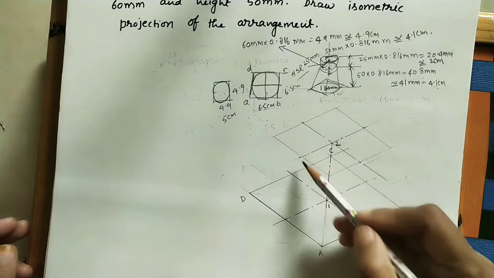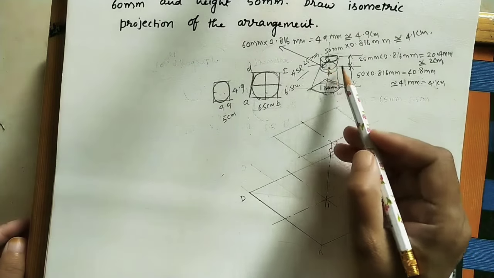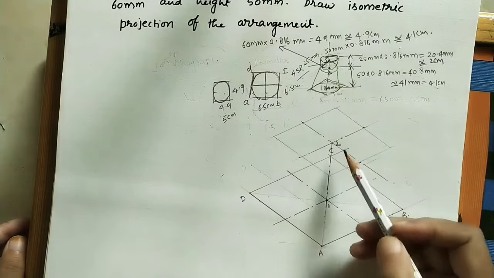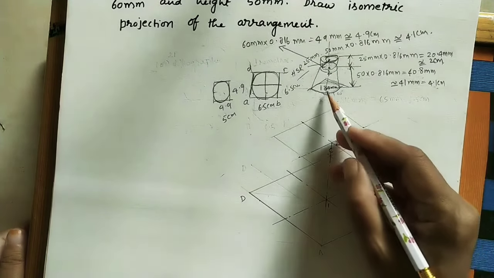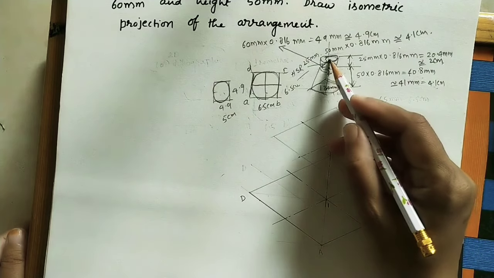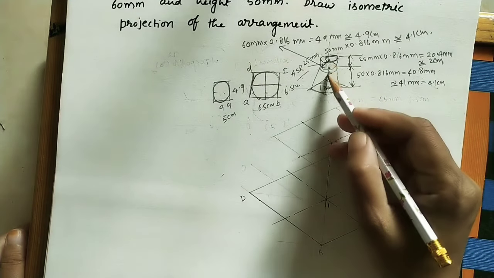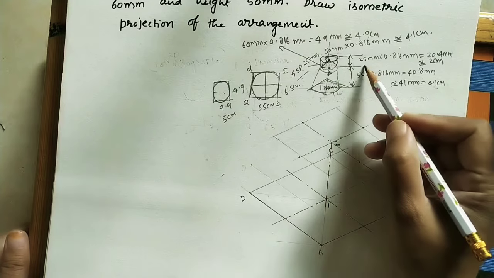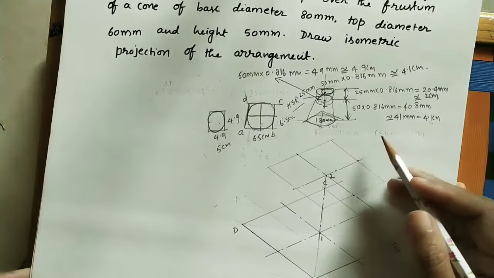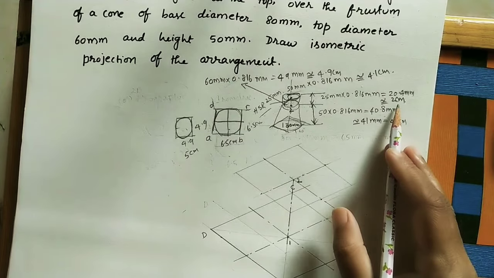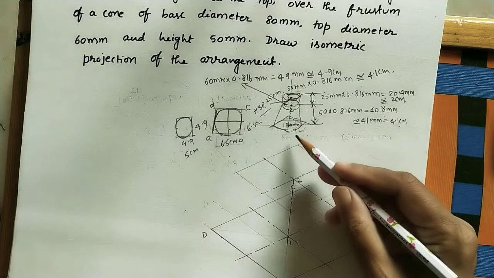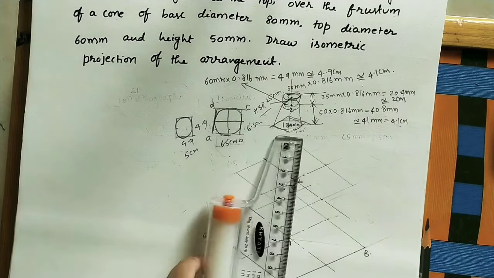So in this rhombus we will get this ellipse of the frustum, top surface of the frustum. Now here I have marked 1, 2, these two centers. After that I will mark this center. This is 3. How much is the distance 2 to 3? It is nothing but 25 mm. So for 25 mm we have multiplied with 0.816. How much is it? 2 centimeter. So I will do the vertical line of 2 centimeter.